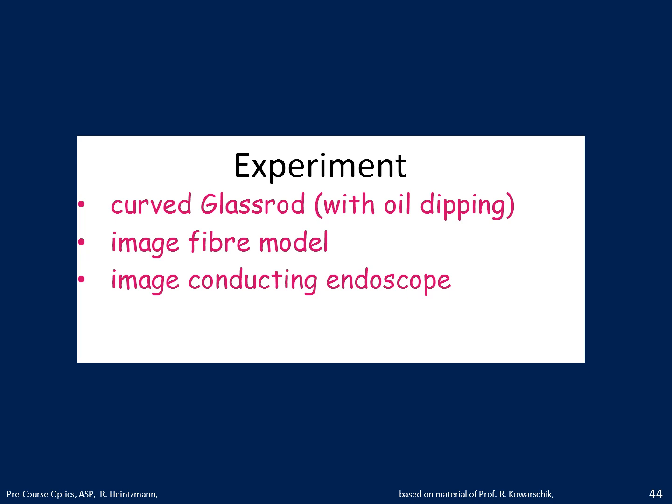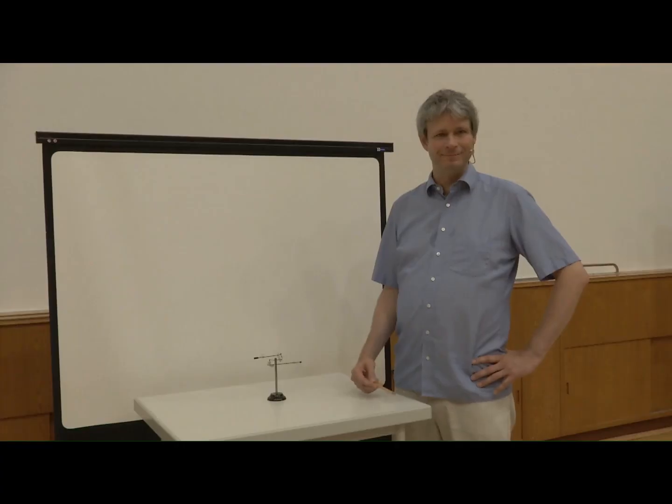We will now continue with a number of experiments, starting from a curved glass rod that can conduct light, similar to a fiber. So it's a model of a glass fiber, which then stops conducting light when we dip it in oil. Then from there we continue into multiple fibers that show you how this can be used for imaging, first in a model and finally in a really image conducting endoscope, so that you can see how you can transfer an image from one position to another with such a device.